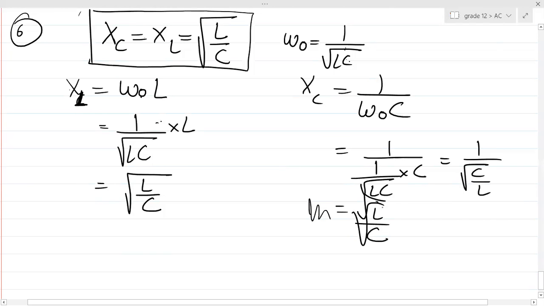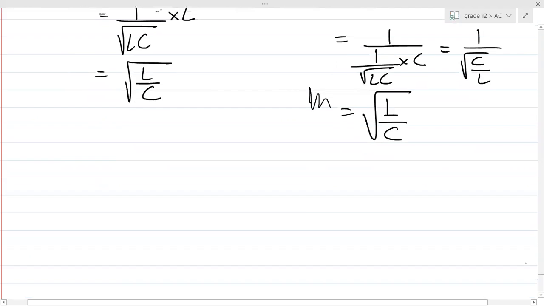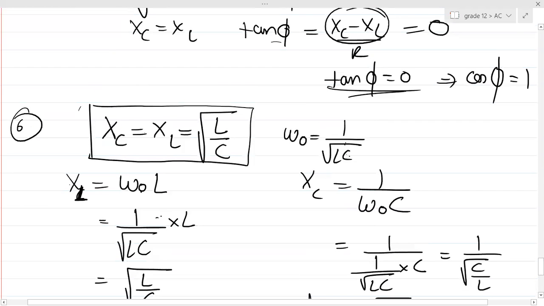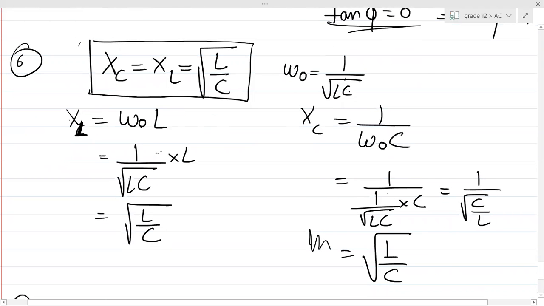So I think this is pretty much clear to you, right? Seventh point. The last step is basically I reverse this. Can you see 1 by under root of LC, and this will be C. This is XC. Yes, sorry. This is XL.